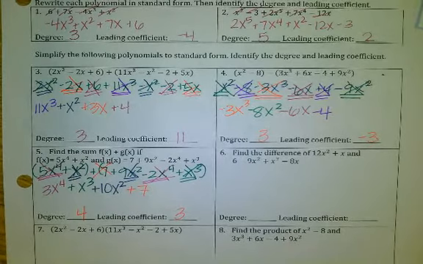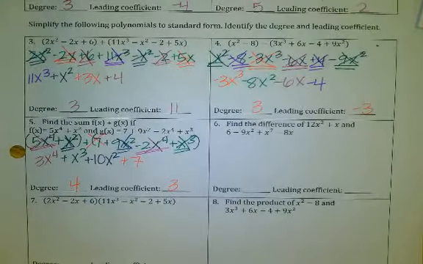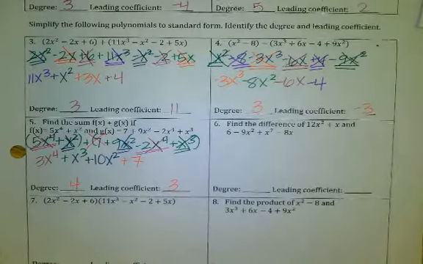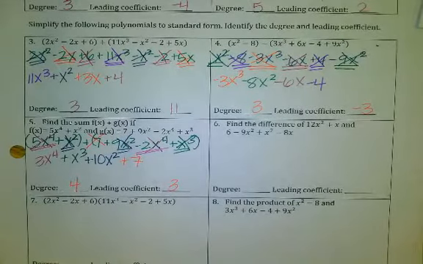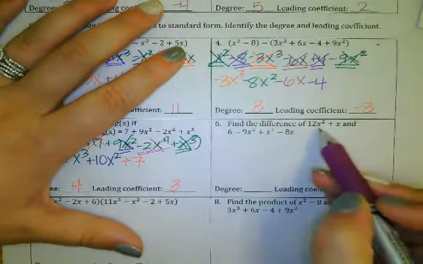Alright, 6 can get a little tricky if you don't pay attention to the order in which you need to do this. But if it says to find the difference of 12x squared plus x and 6 minus 9x squared plus x to the 7th minus 8x, when I write that, which polynomial goes first? Yeah, so you just write it in the order that it says.